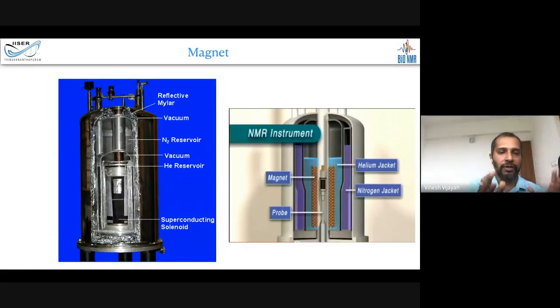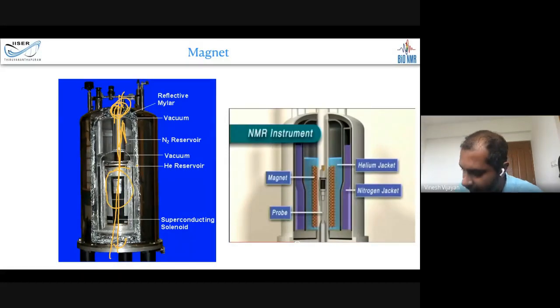So this is an actual NMR rather than a cartoon. You can see this tube that goes from top to bottom, and you can see all those inner flasks. The inner flask would be the liquid helium reservoir.